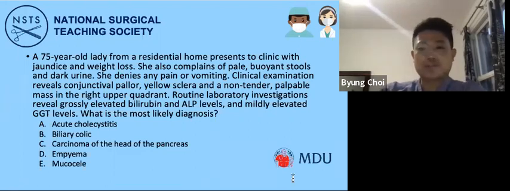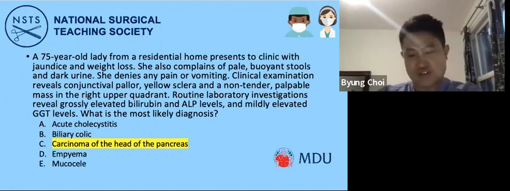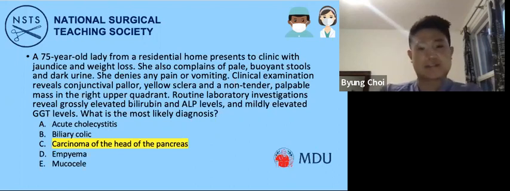So most of you got the correct answer, which is C, carcinoma of the head of the pancreas. And the real giveaway again here is the key statement within the question, which you should try to highlight when you're going through the stem: the non-tender palpable mass in the right upper quadrant, with the presence of jaundice. That should immediately make you think, all right, painless jaundice is pancreatic cancer until proven otherwise, okay?